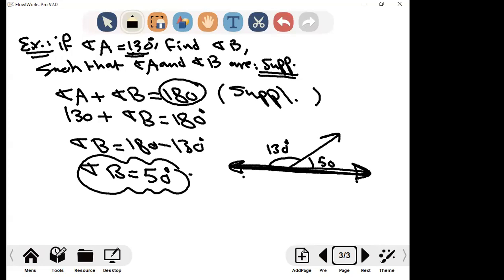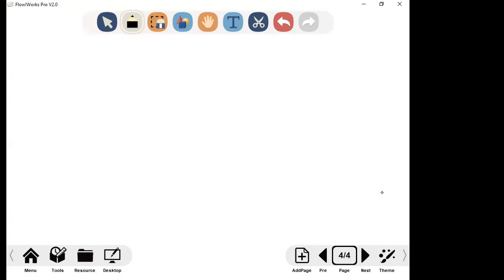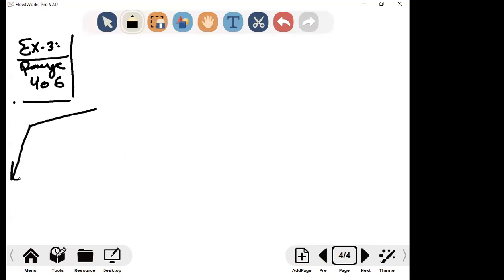So we are in example 3, page 406. Let's see the example together. What is the measure of the angle that is supplementary to the given angle? What's the given angle? This angle given, how much? 135 degree. The question asked me to find the angle which is supplementary to this angle, right? Do we know the other angle?